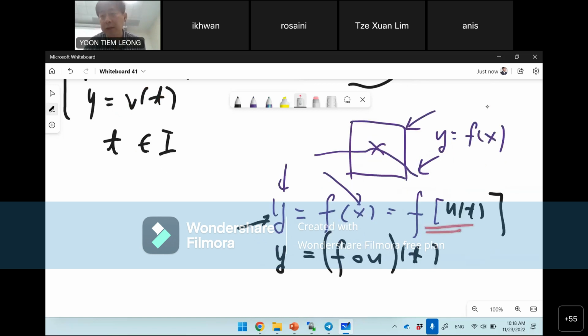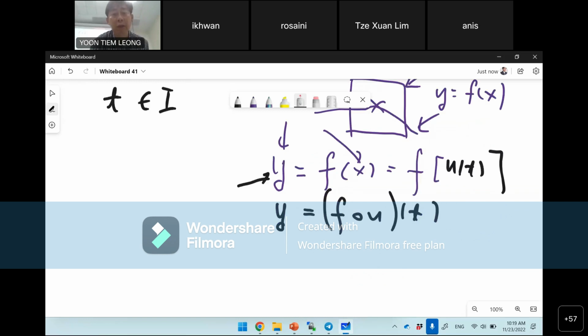So you look at this one, then you know that y equals f acting on the input u of t, which can be expressed as a composite function comprised of f and u. So now you can see that the coordinate y is a function of t.